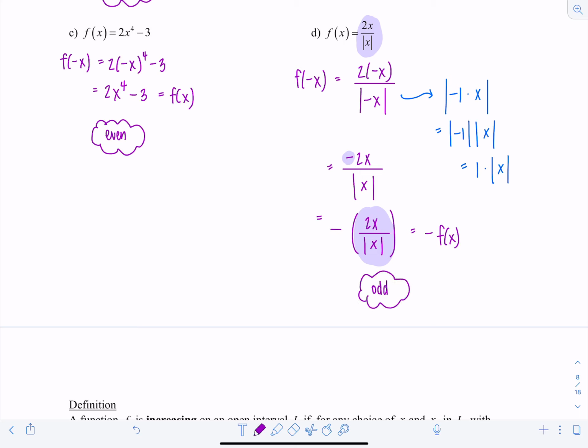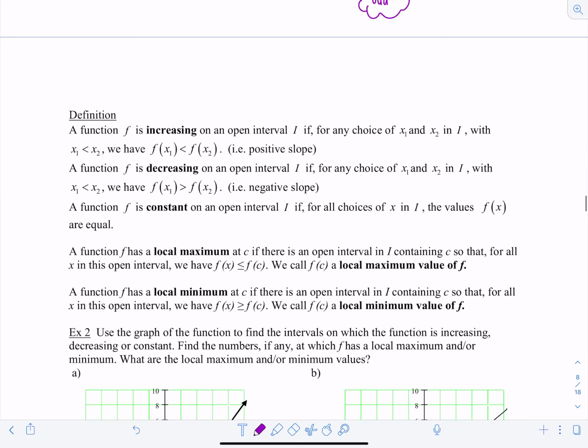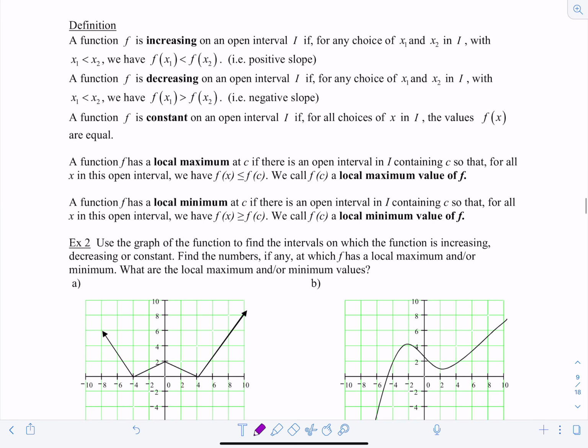Okay, so sometimes when you're dealing with a rational expression, it can be a little more tricky to determine even or odd. So I'm linking up here a video where I do some more examples if you want to look at testing algebraically whether or not a function is even, odd, or neither. Okay? Good. Now let's move on to our next idea, increasing, decreasing, constant.